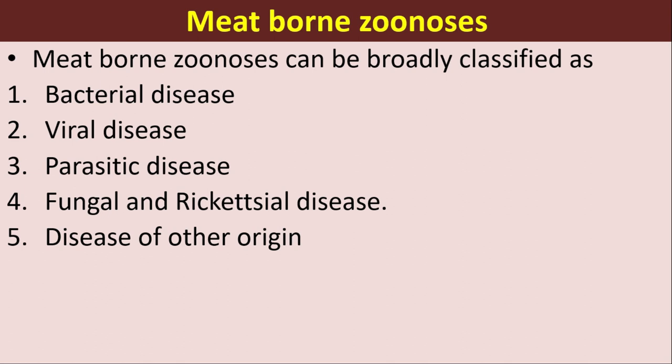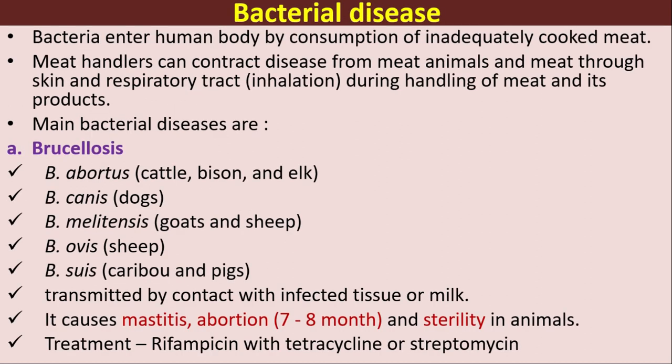Meat-borne zoonoses can be broadly classified as bacterial disease, viral disease, parasitic disease, fungal and rickettsial disease, and disease of other origin. Bacterial disease: bacteria enter the human body by consumption of inadequately cooked meat. Meat handlers can contract disease from meat animals and meat through skin and respiratory tract during handling of meat and its products.